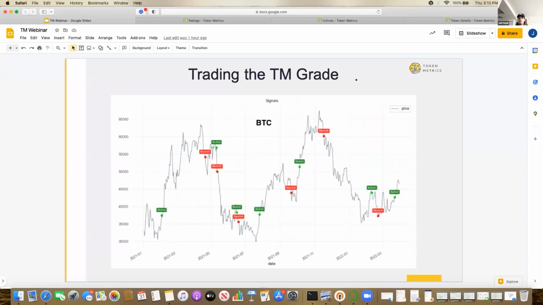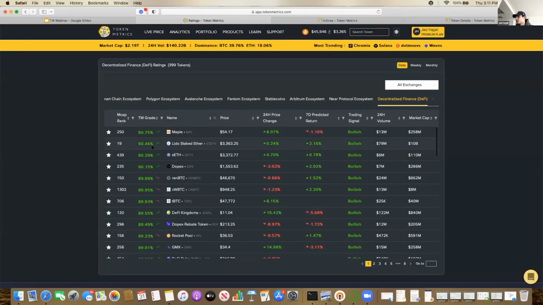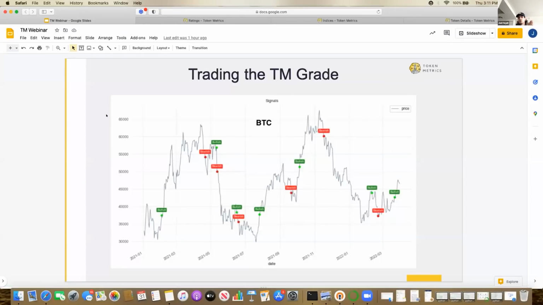So let me go into a bit more detail on how you can actually use the TM grade. Like I said, here on our ratings page, you can see all the grades of all our tokens. And from our backtests, like I said, usually a grade above 75 or 80 should be a bullish sign, and a grade below 40 should be a bearish sign.